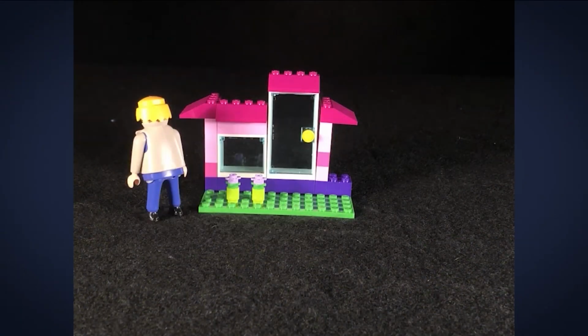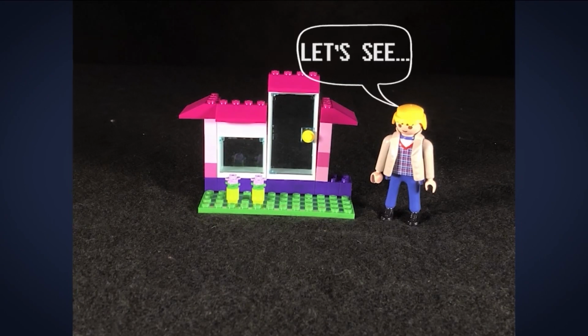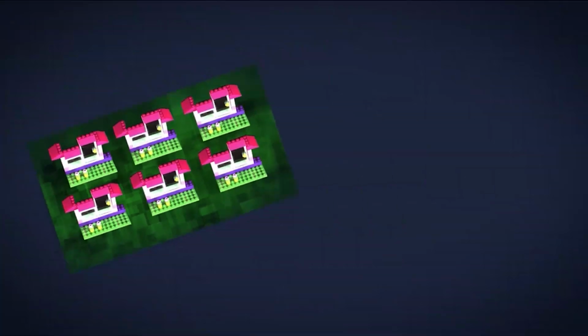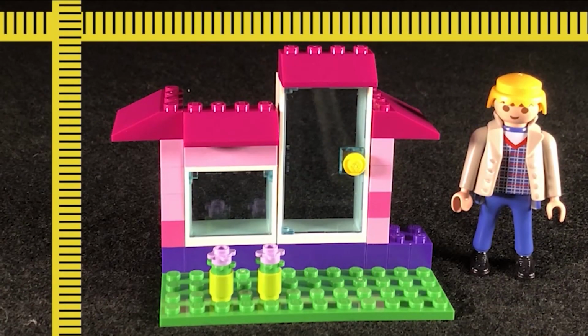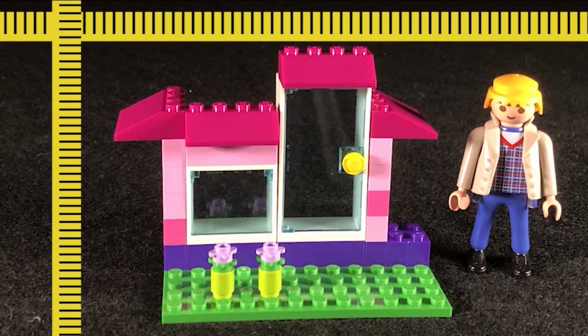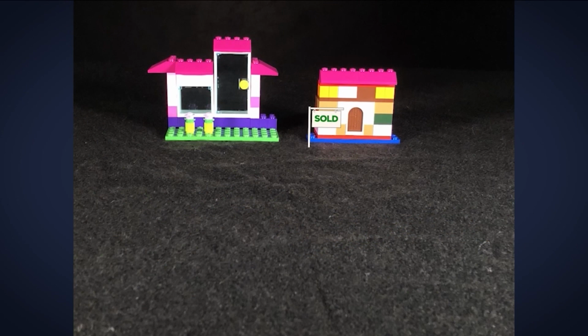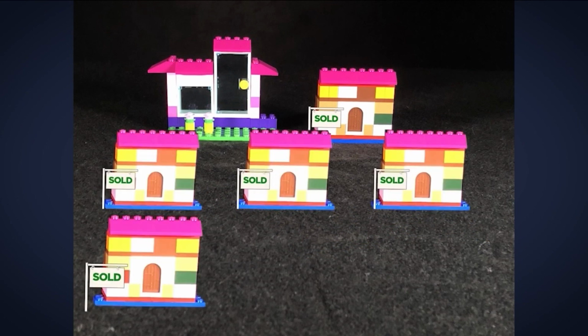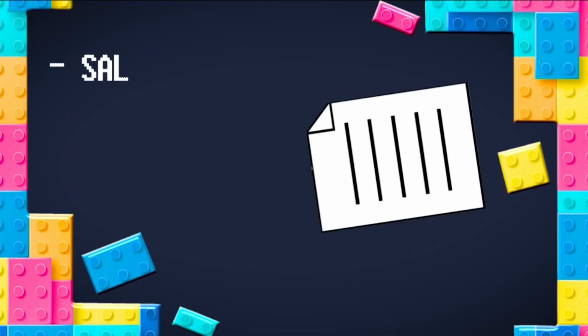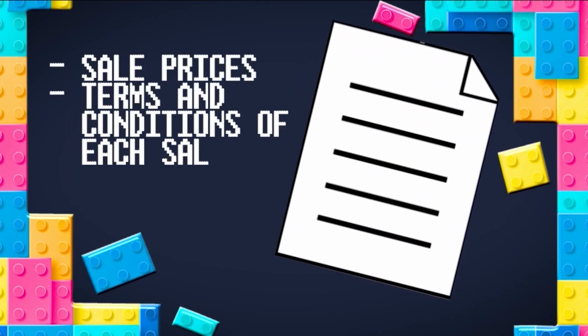So how do appraisers calculate your property value? Well, they take a lot of things into account, including those pictures from the air. They also look at the square footage of your home or business, the age, location, and sales data. The sales data includes comparing your property to similar properties that have sold in your area, the sale prices, and the terms and conditions of each sale.